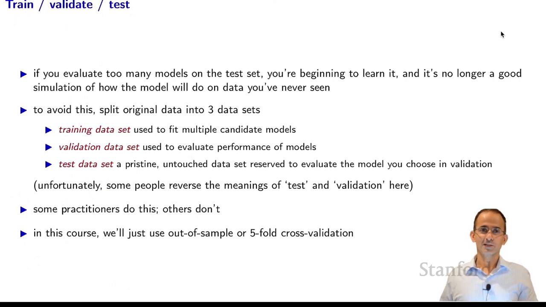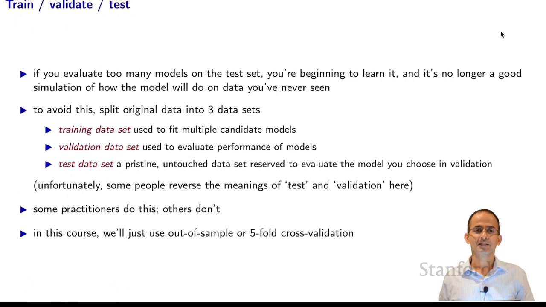Of course, there's a trick to avoid this, and the trick to avoid this is to split the original data instead of into 2 data sets, into 3 data sets. A training set, that's how we fit multiple candidate models. A validation data set, which we evaluate the performance of our models on. And then a test data set, which is pristine, it's untouched. We keep it to one side, and we never look at it. Or we look at it once. That tells us how well we've done. But then we don't go back and change our predictor once we've looked at it.